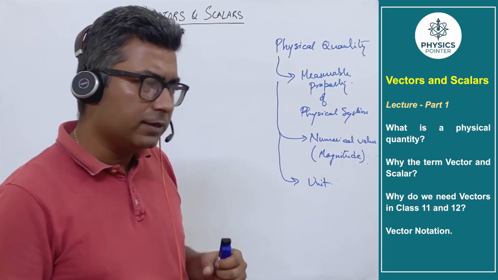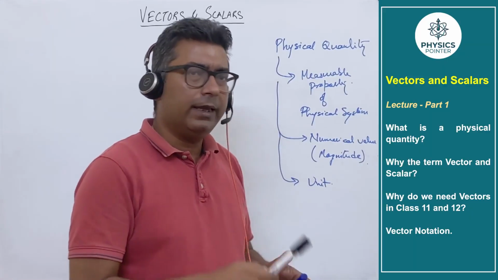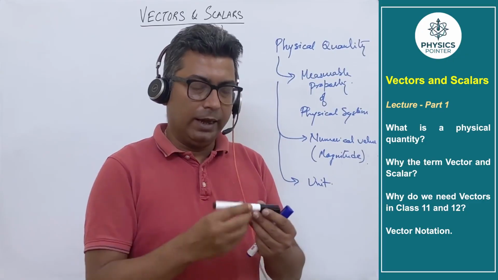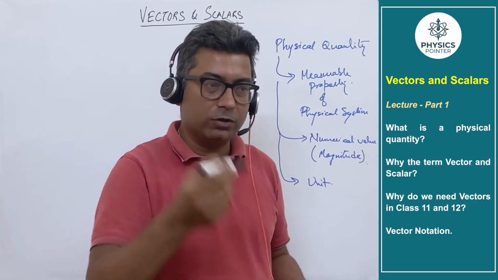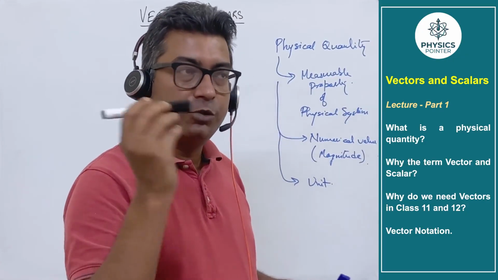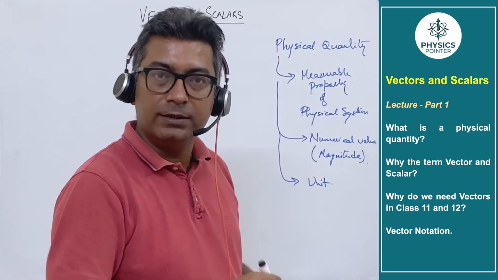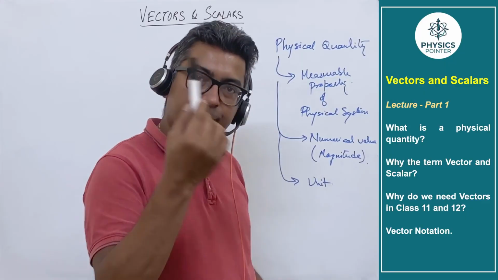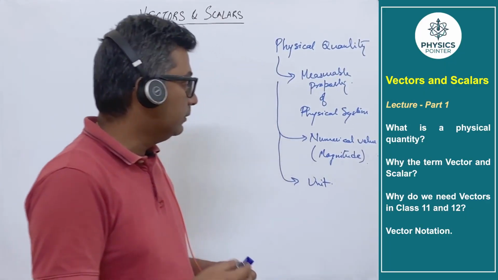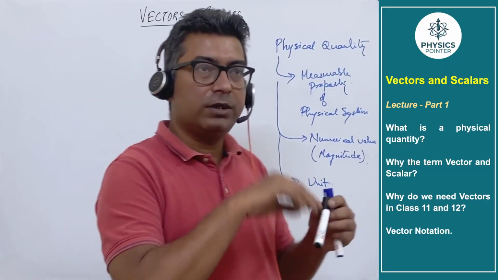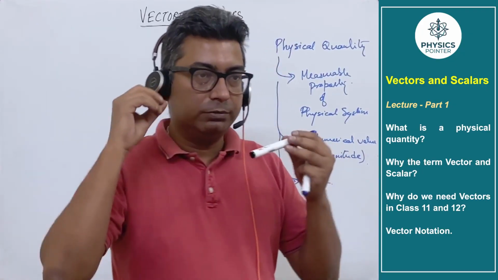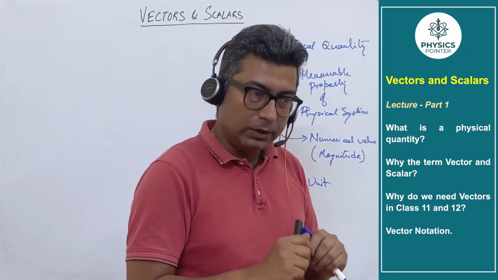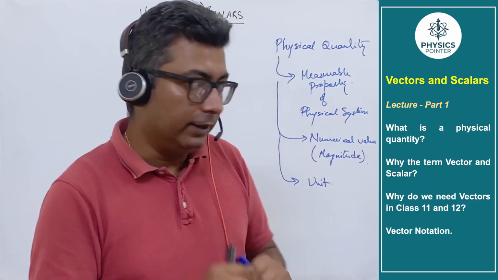What could be a physical system? Anything. Let's take this pen. A pen is also a physical system. I can throw it, it will have some velocity, or some speed, it can travel some distance. I can apply some force. So this is a physical system, and I can measure the velocity or the speed or the force applied on this system. It could be directly or indirectly.